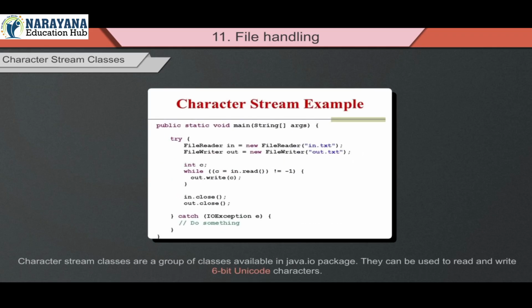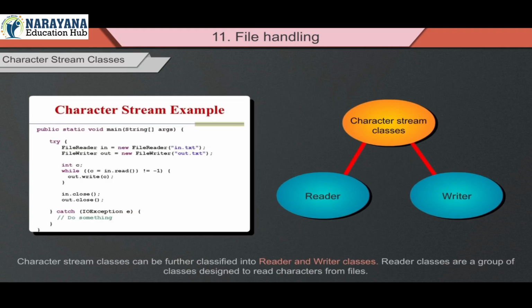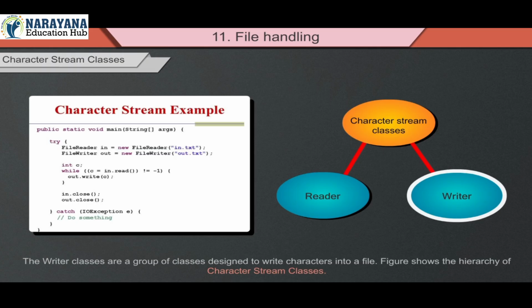Character stream classes. Character stream classes are a group of classes available in the java.io package. They can be used to read and write 16-bit Unicode characters. Character stream classes can be further classified into reader and writer classes. Reader classes are a group of classes designed to read characters from files. The writer classes are a group of classes designed to write characters into a file. The figure shows the hierarchy of character stream classes.